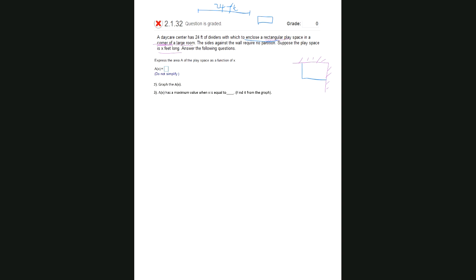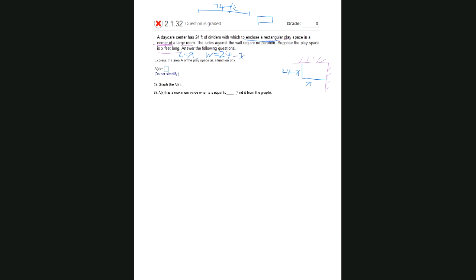So if this one is x, how much is this side here? Well, my total here is 24, right? This one plus this one is 24. So the other side must be 24 minus x. So this is the length and width. If I let my length L equal x, then my width here is 24 minus x.